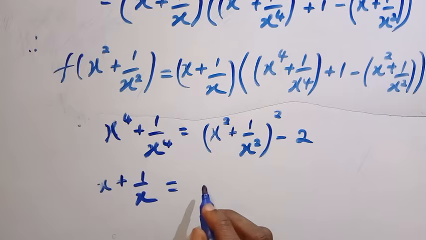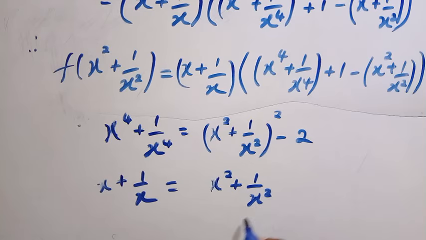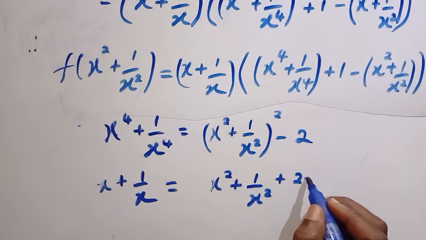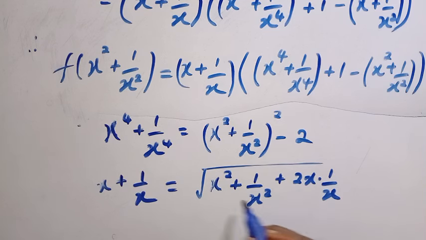This is just as when we have x plus 1 over x. So it's the same thing as when we have x power 2 plus 1 divided by x power 2, then plus 2 multiplied by 2x multiplied by 1 divided by x. And this does not end there. So we are going to take the square root of everything, because the whole of this expression is like when we have x plus 1 over x all raised to power 2. So this is what we are going to get.